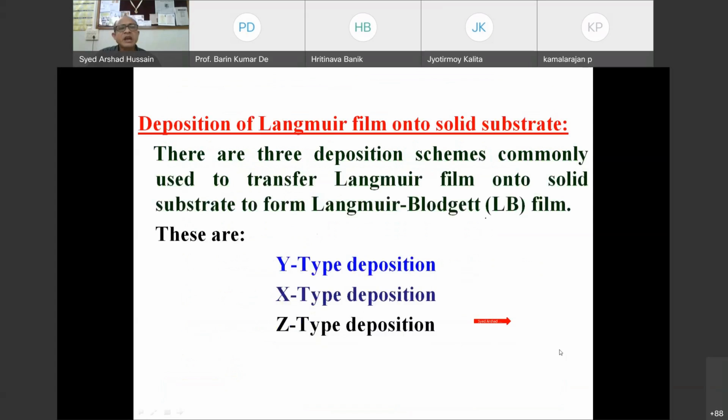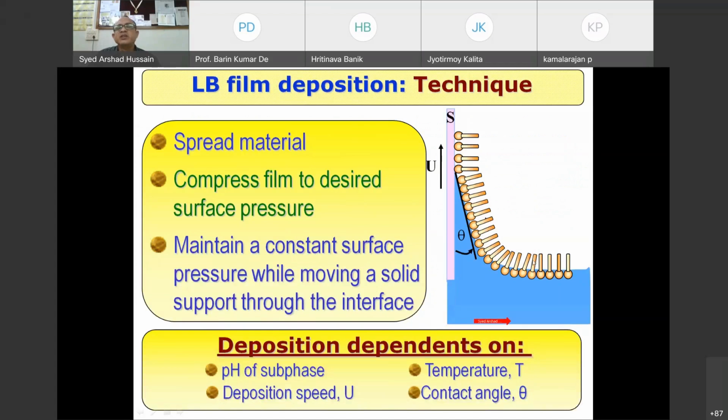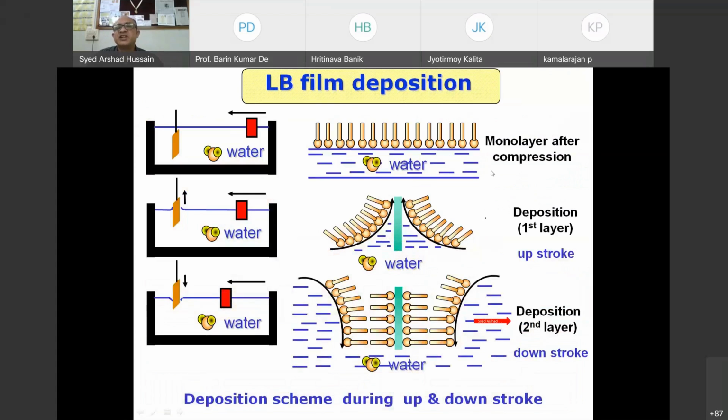Okay. Then depositions, there are some deposition schemes. These are Y, X, and Z. But these are very simple. How do we do it? Normally, we spread the material, we make the material come close to each other to form the floating solid layer. Then we dip a substrate in between the floating layer and take it out. You can see here, the molecules are attached to the substrate.